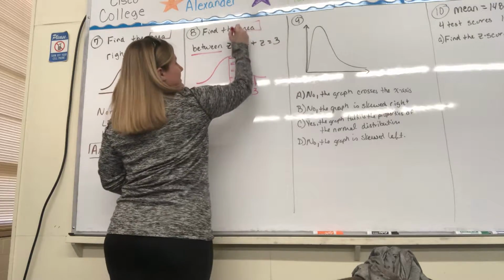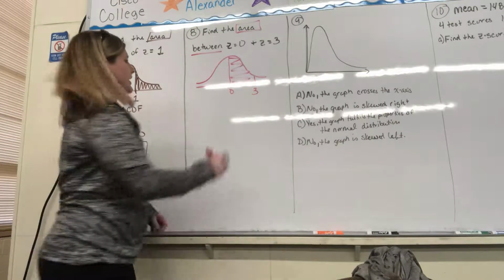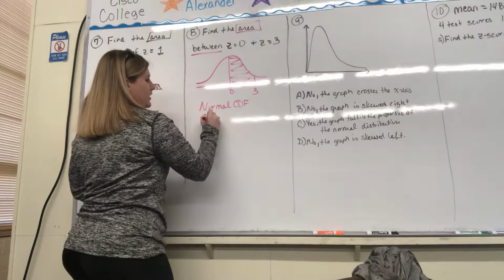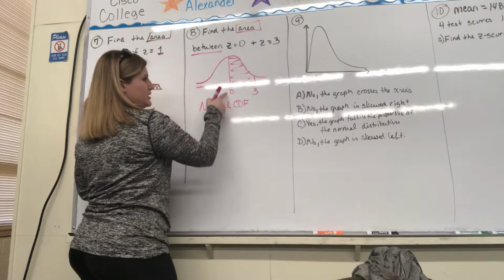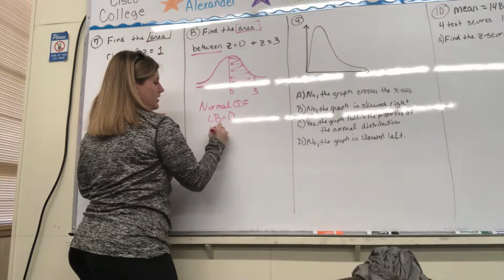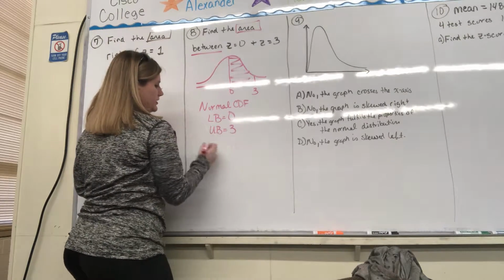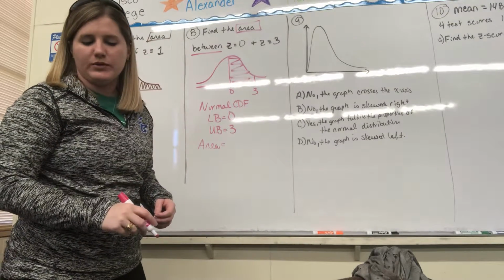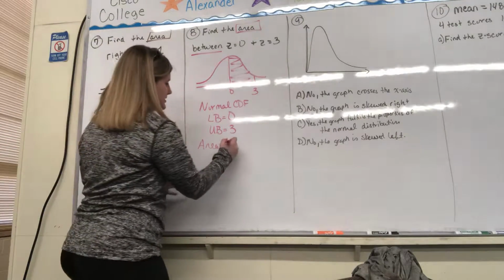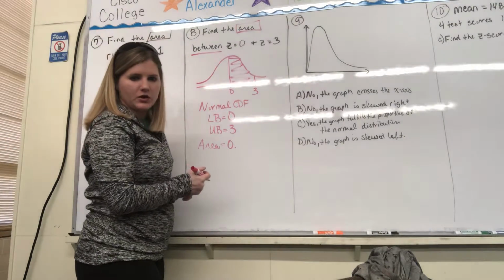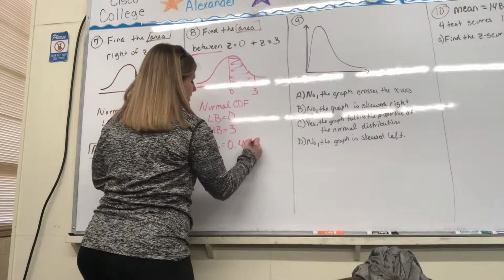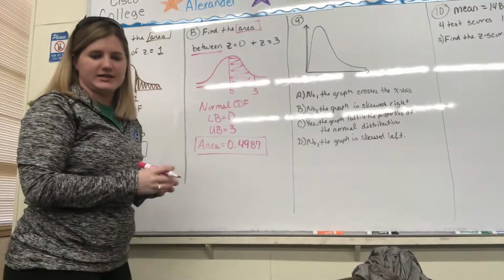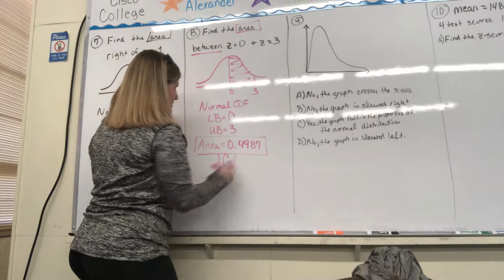And we are still finding area, that's the keyword. So using our calculators, going to our normal CDF. Our lower bound is 0, and our upper bound is 3. So then, putting that in our calculator, we would get, rounding to 4 decimal places, that this is 0.4987. So it looks like that is answer choice C as well.